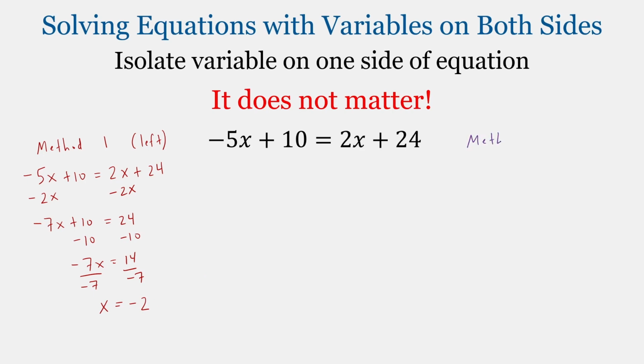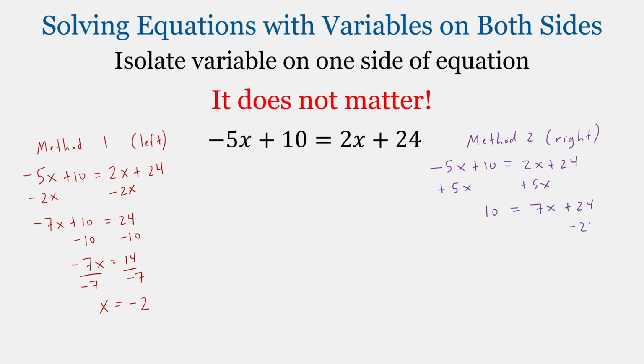Now let's do it a second method, and we will isolate the variable on the right side of the equation. So rewriting the equation, we have negative 5x plus 10 equal to 2x plus 24. So to isolate it on the right side, we need to remove it from the left side. So we're going to add 5x to both sides. Negative 5x plus 5x is 0. So we have 10 equal to 7x plus 24.